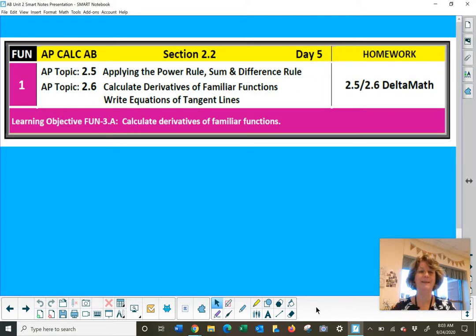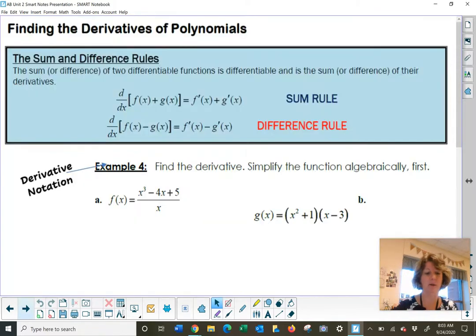Hello, welcome to 2.5 and 2.6. And today we're going to expand on that power rule, get a little more practice, work with some functions that are a little more complicated, and learn to write the tangent line, or continue to learn to write the tangent line. So the first thing we get is a rule about sum and difference of derivatives.